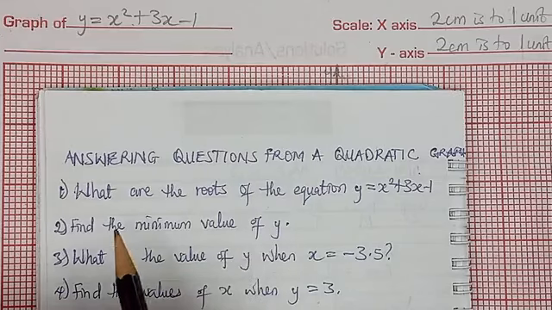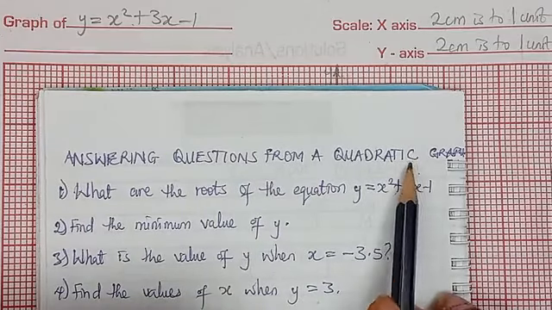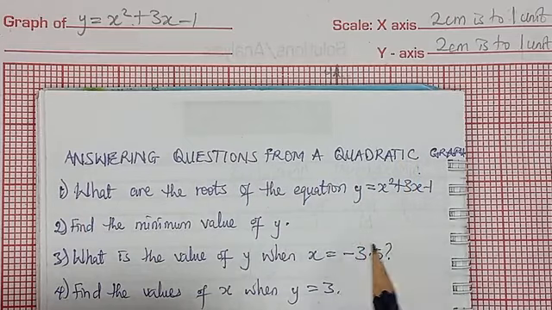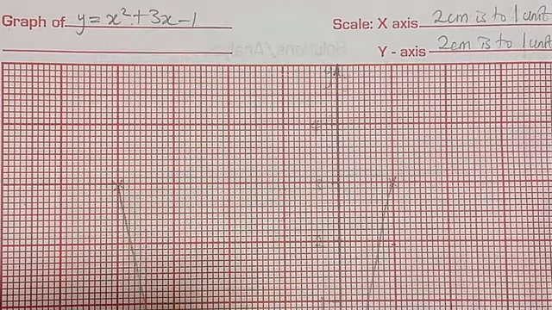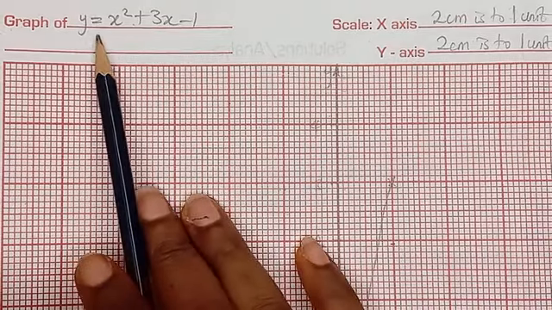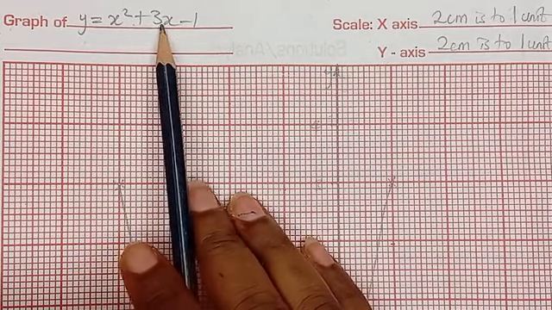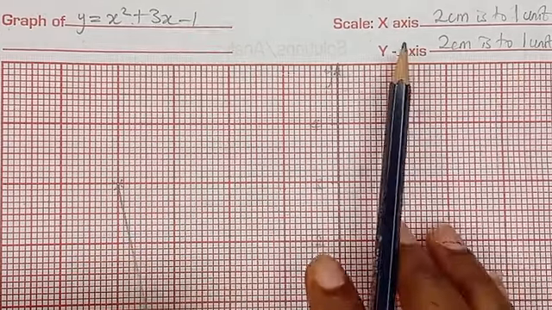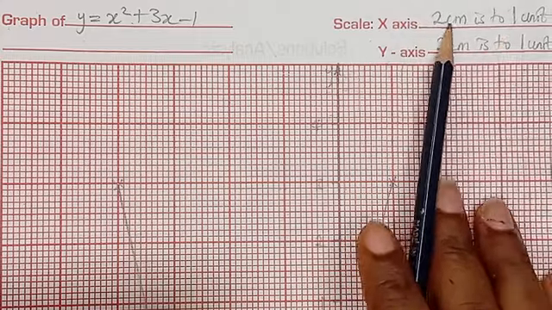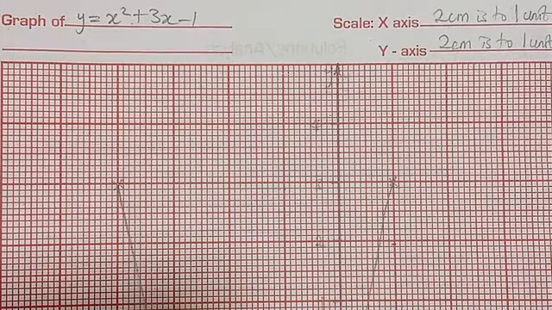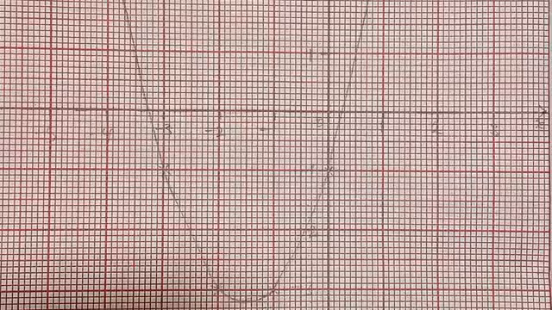In this video, we shall be learning how to answer questions from a quadratic graph. Now we've plotted this graph, the graph of y equals x squared plus 3x minus 1, and we use the scale of 2 cm to 1 unit on both axes. Now this is the graph. So we shall look into the questions and see how to answer questions from a graph.